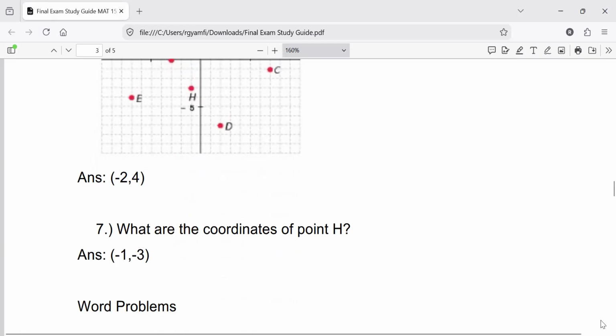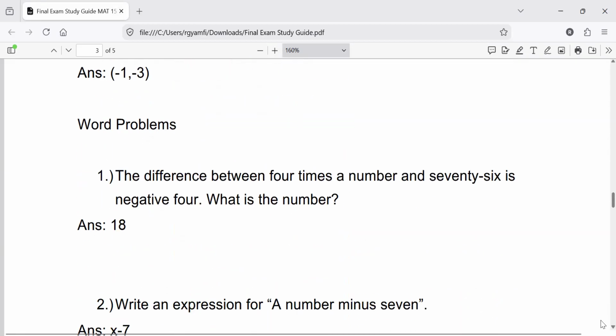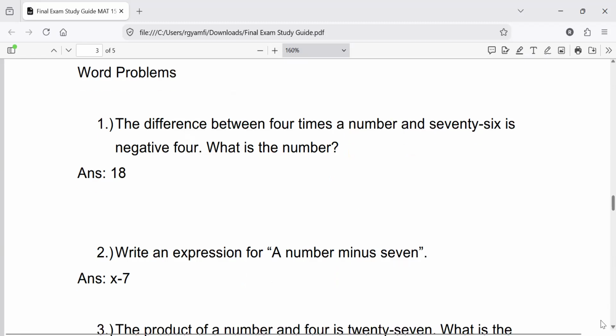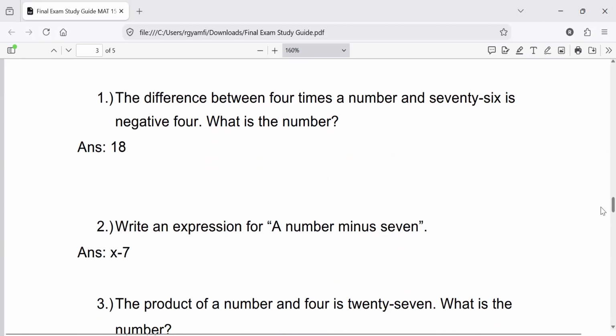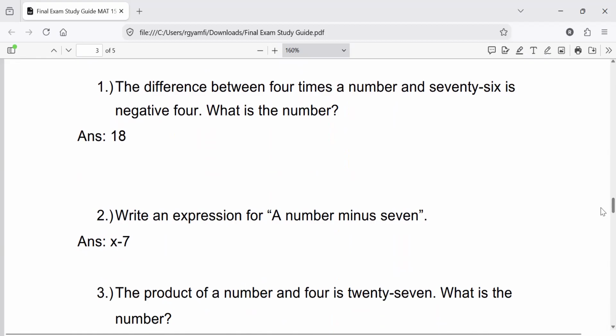The next one says find the coordinates of point H. I know you can do it, so I'm going to leave that to you. Now let's get to the word problems. I'm going to add some of the word problems to this, and then I'm going to continue the rest in another video. So word problems, number 1.